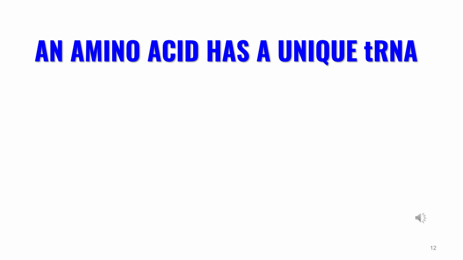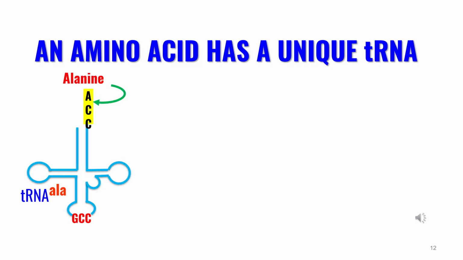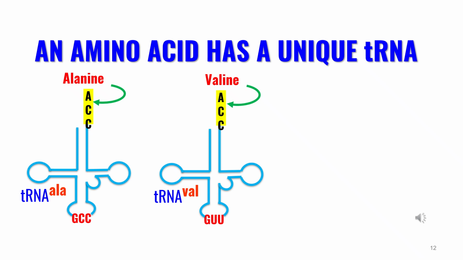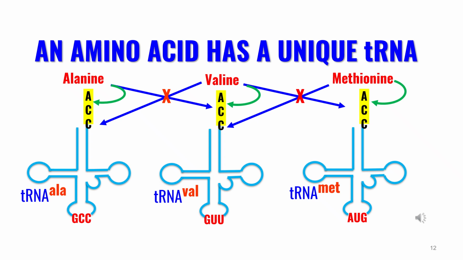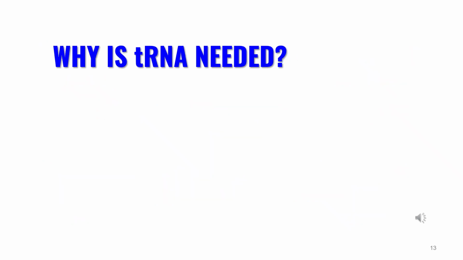To synthesize a unique and correct polypeptide chain, an amino acid should have a unique tRNA. I have shown here three tRNAs. One is for alanine, another one is valine, and the third one is for methionine. They must bind to their respective amino acids. If there is any mismatch, that is rejected by the enzyme known as aminoacyl tRNA synthetase.